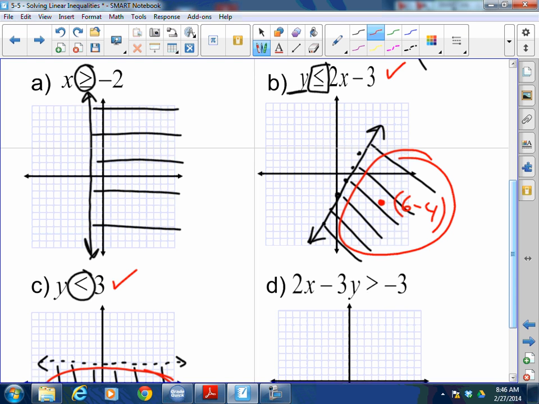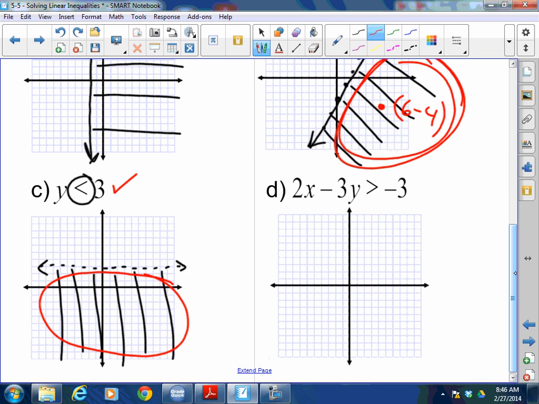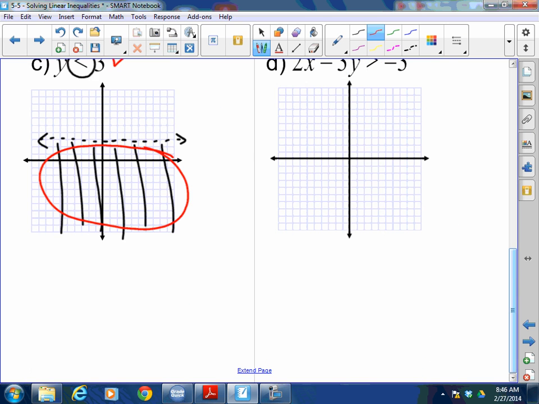Let's check it out. Is negative 4 less than or equal to 2 times 6, which is 12, minus 3? Is negative 4 less than or equal to 9? Yes. And any point you choose within this solution set, and that goes on for infinity, will make the equation true. You guys with me? You understand the concept here, right? Awesome.